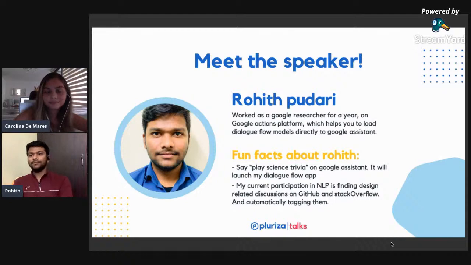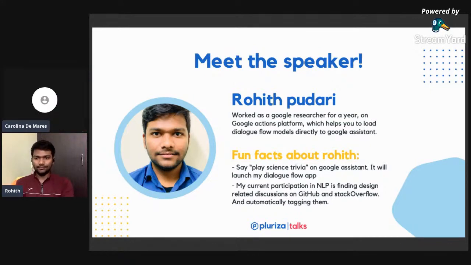Hello everyone. I'm Rohit. I worked as a Google researcher for a year on the Google Actions platform, which I'll be explaining a bit in the later parts of the webinar. I'm currently a PhD student at the University of Toronto with research interests in machine learning for software engineering and privacy preserving AI. That's a quick introduction about me.